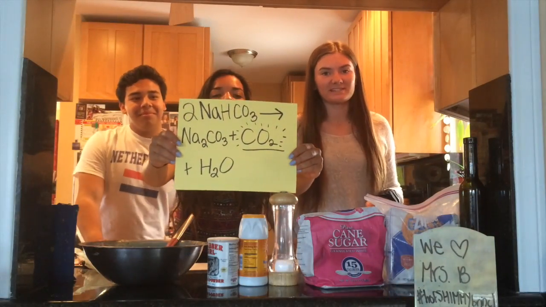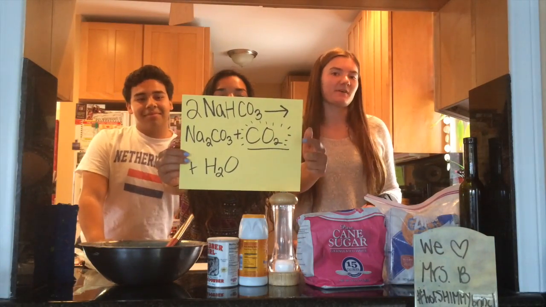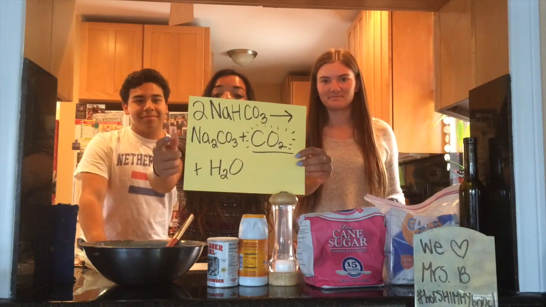So when the baking soda breaks down, it forms carbon dioxide, which makes it very fluffy. It also forms a substance a lot like Lauren. So in other words, it's very basic.